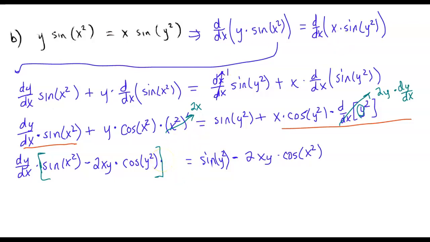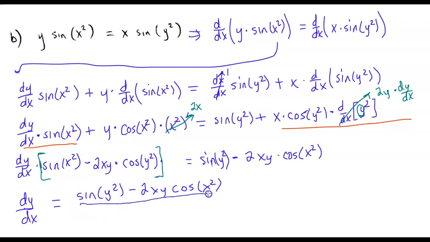Now all I need to do is solve for dy over dx, and all that entails is dividing both sides by all of this business here. So dy over dx is equal to sine of y squared minus 2xy cosine of x squared, and we take all of that and divide it by sine of x squared minus 2xy cosine of y squared. That would be our final answer for the derivative of y with respect to x, defined implicitly.